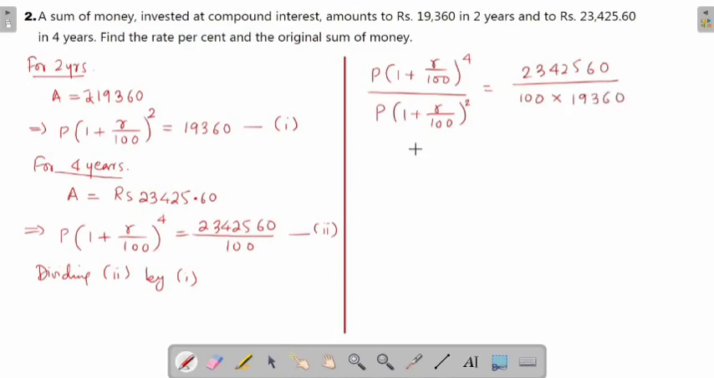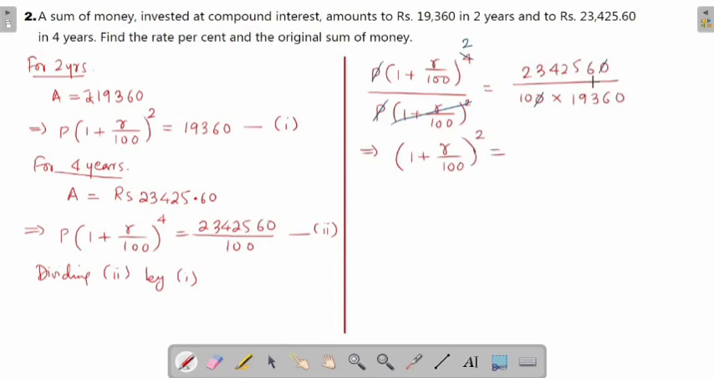So you have 19360. If you observe here, P and P get cancelled. Now this thing and this thing are both the same. Here we have 4, here we have 2, so this will get cancelled with the 2. Out of 4, 2 are cancelled, so only 2 are left now. Now this simplification is your job. The zeros are getting cancelled. Now simplify this. In the left hand side we are left with (1 plus R by 100) whole square.